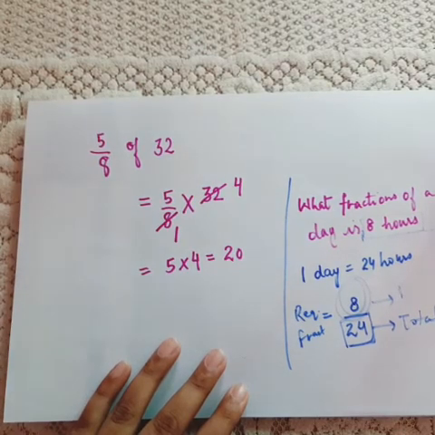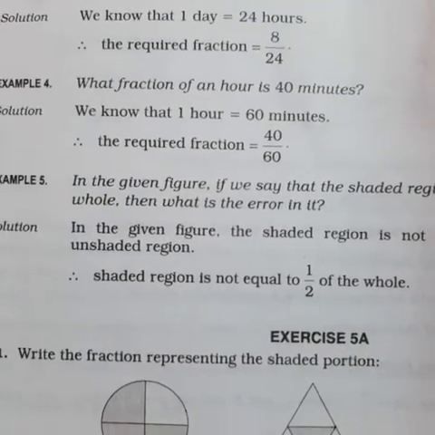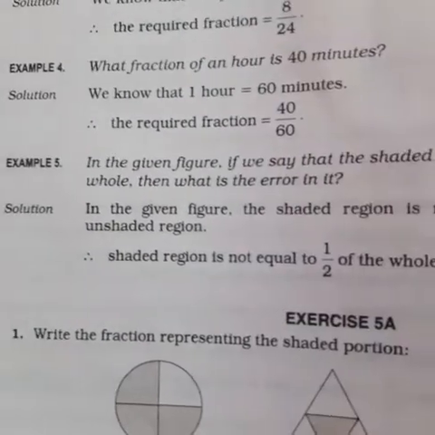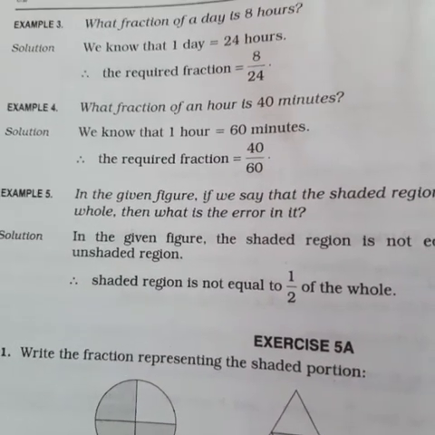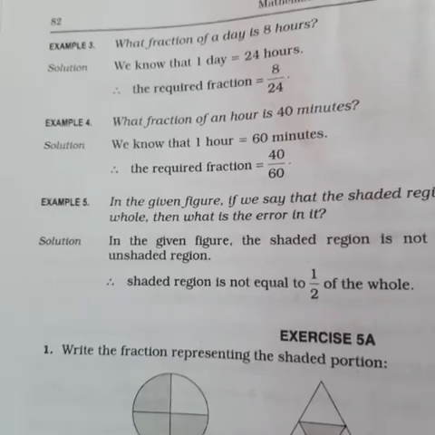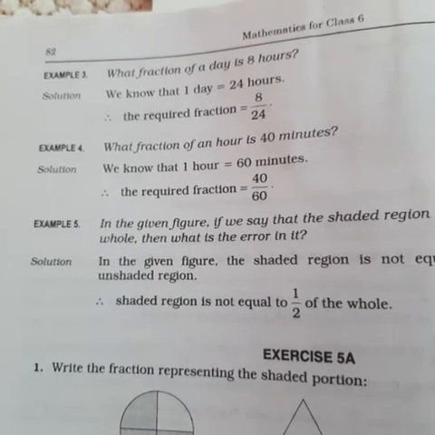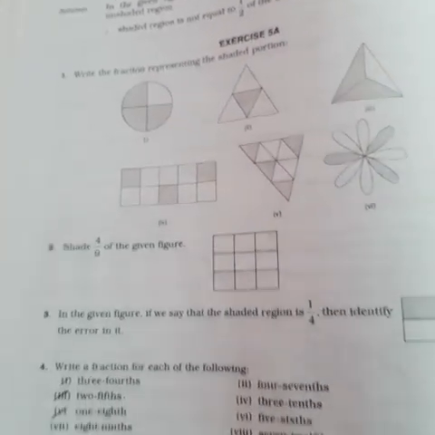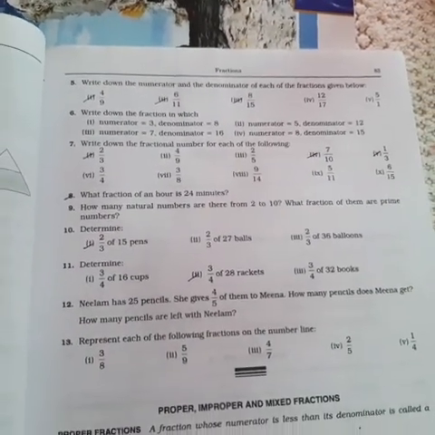Just see. Now see this example again. In example 4 we are given what fraction of an hour is 40 minutes. Okay, now you know that 1 hour is equal to 60 minutes. So we can write the required fraction as 40 upon 60. So children, this is the way you can do your exercise 5A. The questions are quite simple, and all that I have given you in the video is enough so that you can solve all the questions.